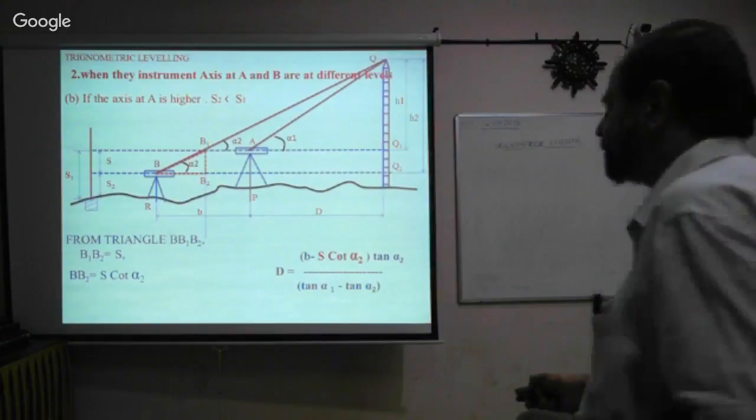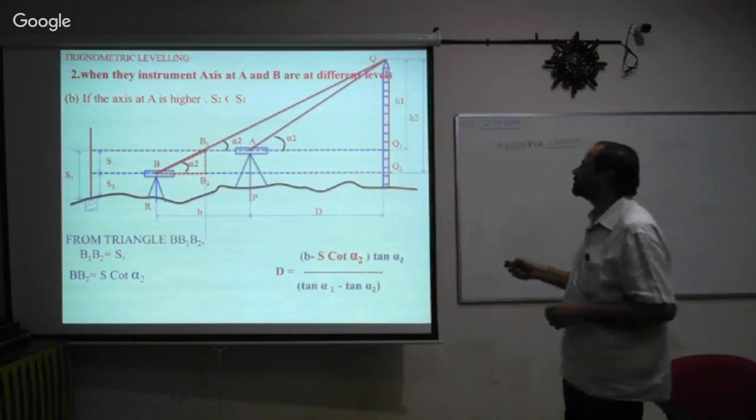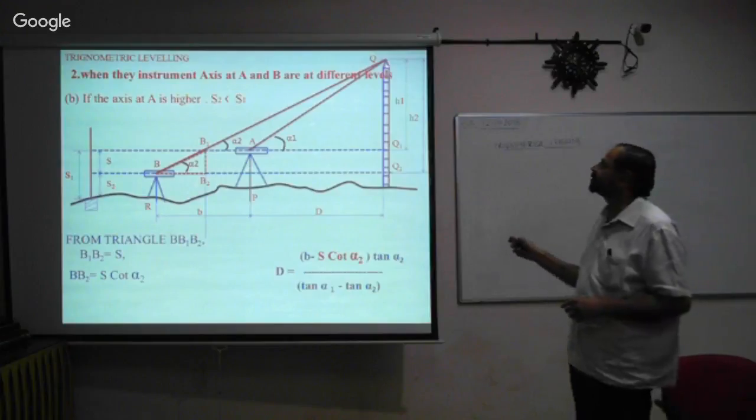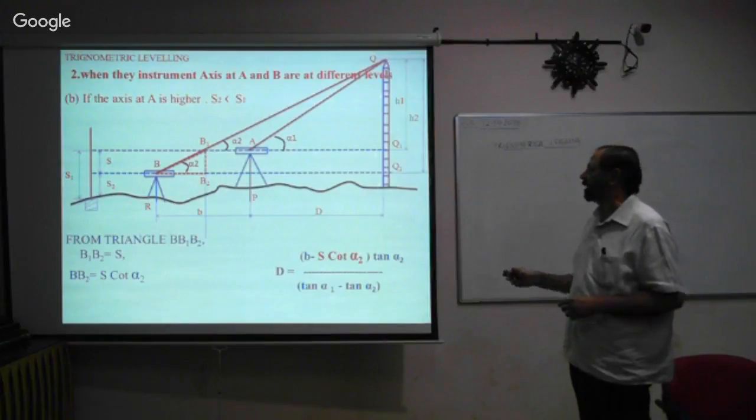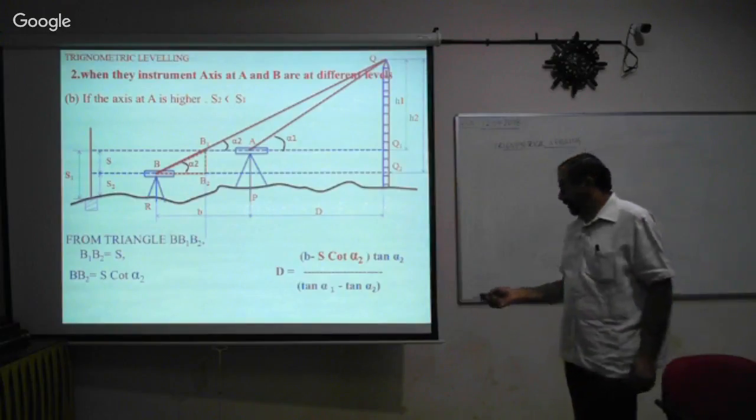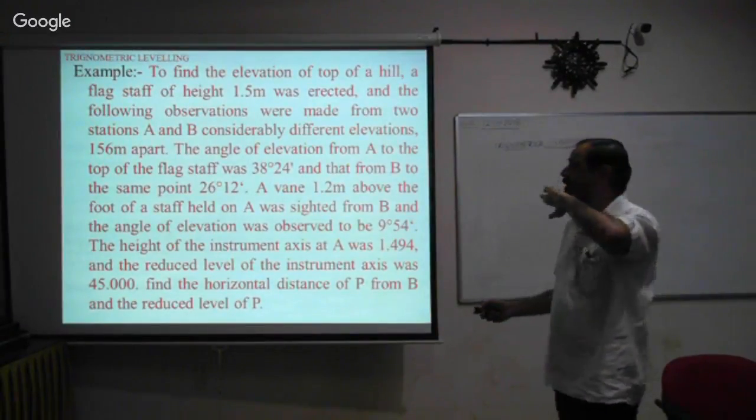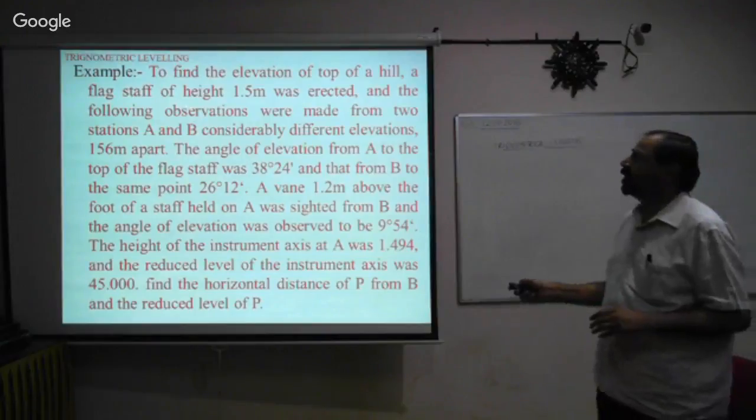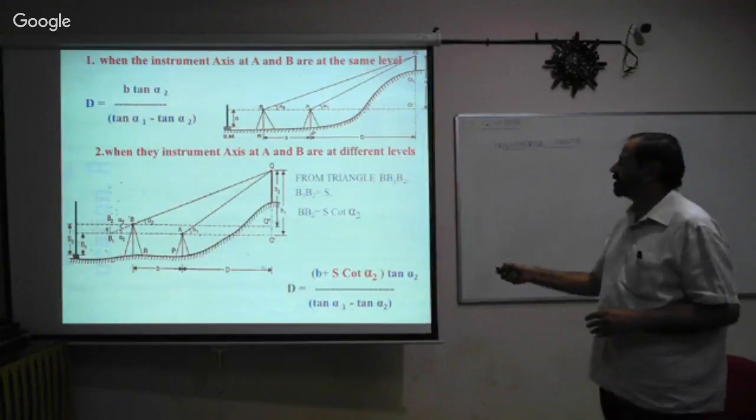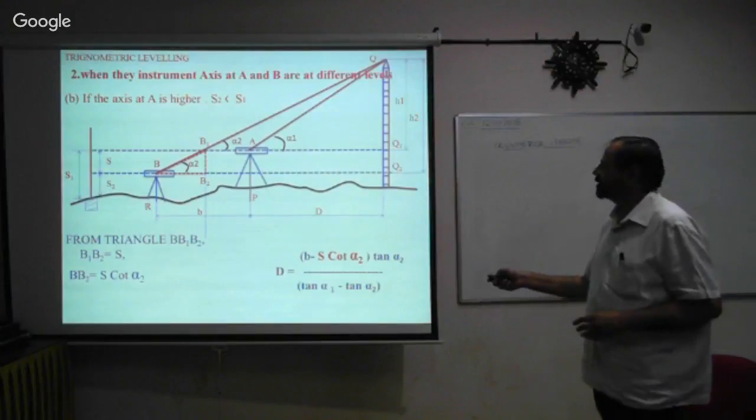Instrument station. Similarly, these are the three situations we will come across while landing the instrument, and the method used to calculate the elevation of the given object and also the distance between the object and the instrument station. Now we have discussed a few problems related to these situations: the first situation, the second situation, and also the third situation.